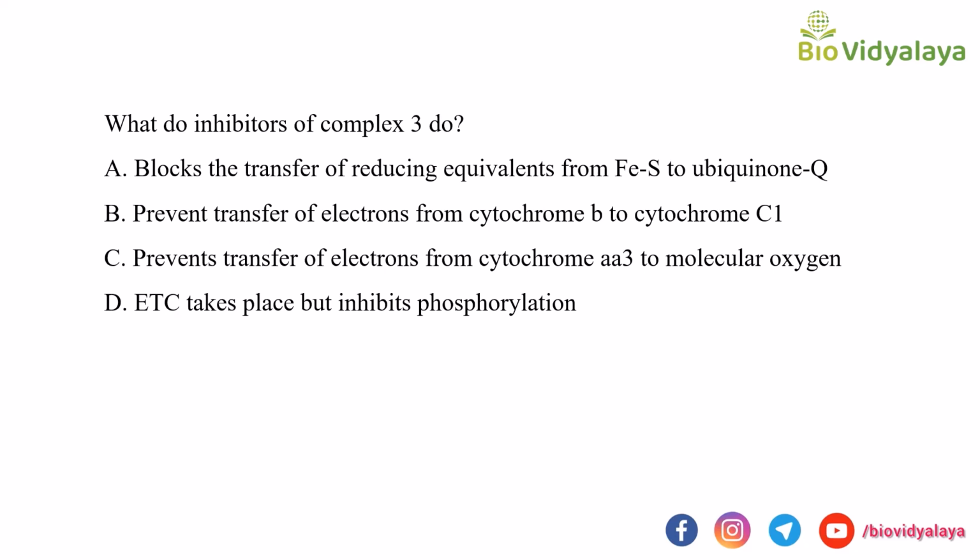We all know that complex 3 means cytochrome B, cytochrome C1. So, the inhibitor of complex 3, antimycin, will inhibit transfer of electrons from cytochrome B to cytochrome C1. We already discussed this many times. So, the correct answer is option B, prevents transfer of electrons from cytochrome B to cytochrome C1.